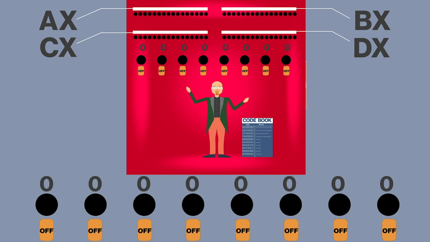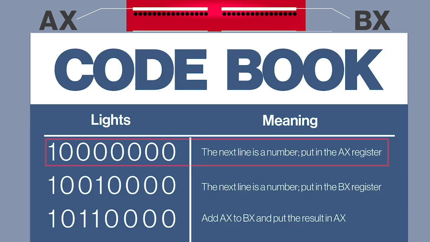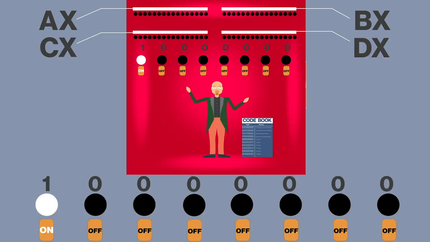Okay, now the first thing I'm going to do is put in the code in binary that says I'm about to give you a number. Whatever the number is next, put it on the AX register. So we're going to flip the wires to get that pattern based on the code book. Got it? Now the next thing we're going to do is actually ring the bell.